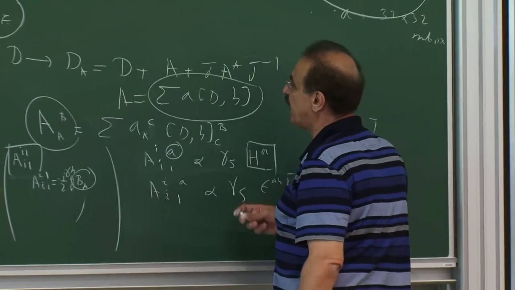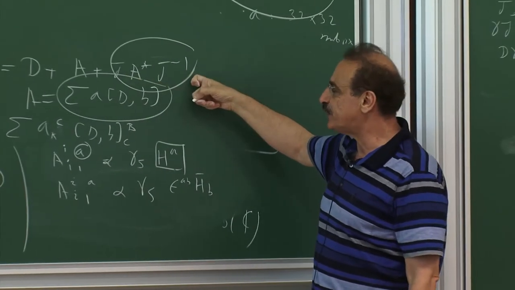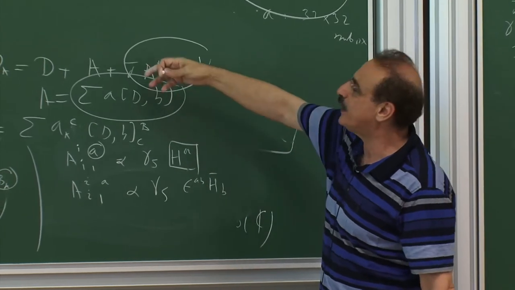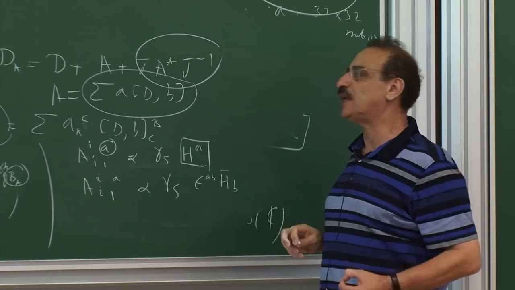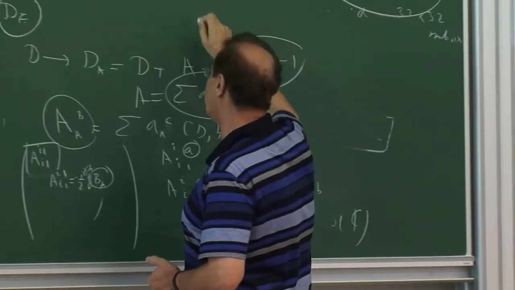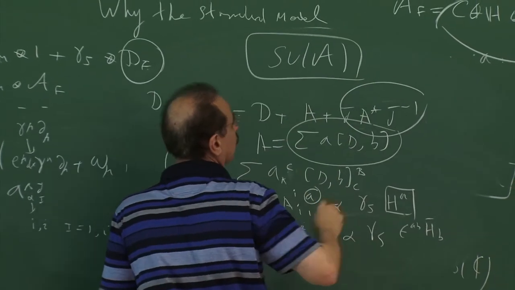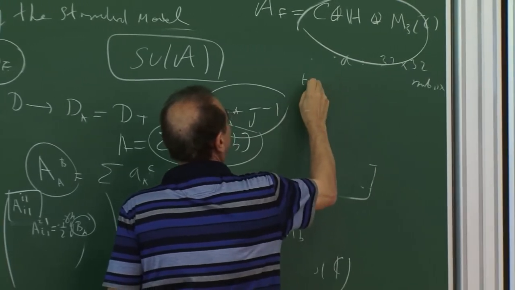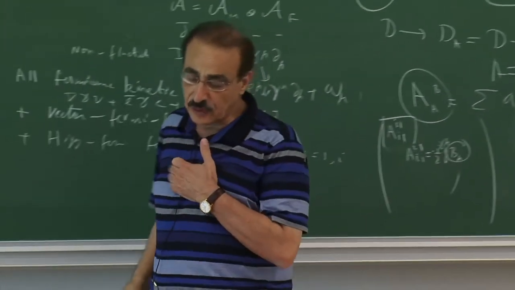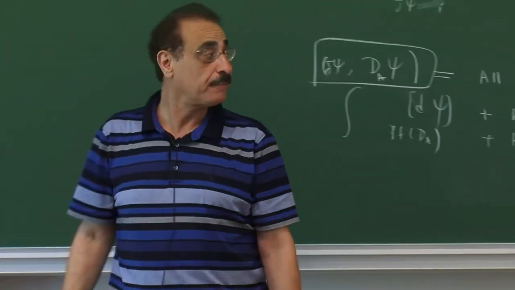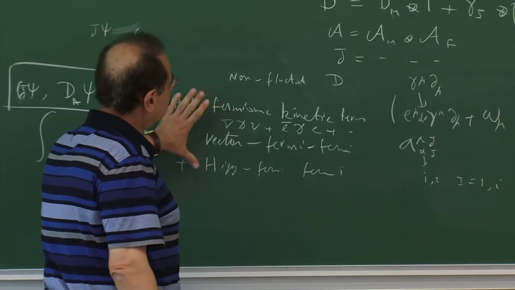Why does one get the correct hypercharges? Exactly because of this. If you work out the J A star J inverse, they bring in the U1s in a completely funny way, in order to have the matching. And here one makes an assumption that one takes SU of the algebra, not the algebra. In other words, one has to require that the trace of A should be equal to 0. This is another condition that we put in. So here it's the first check.